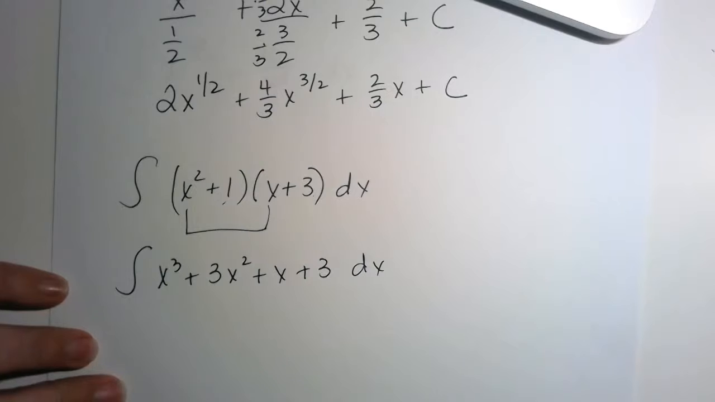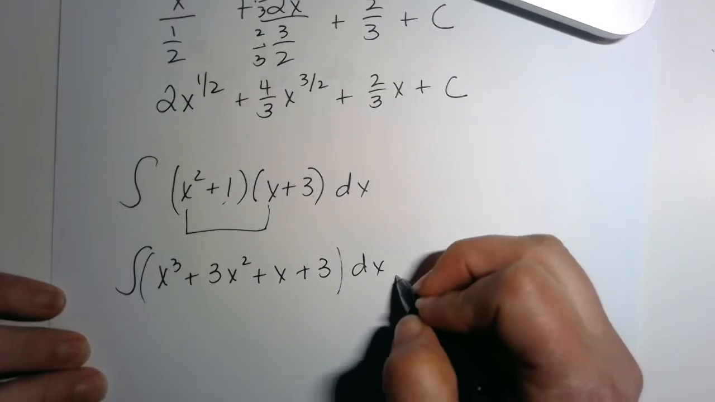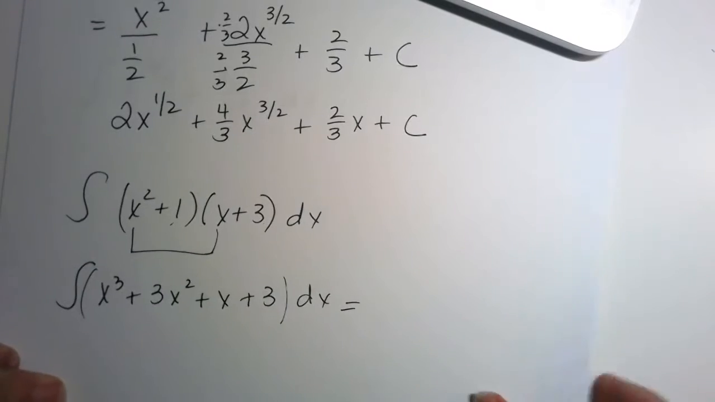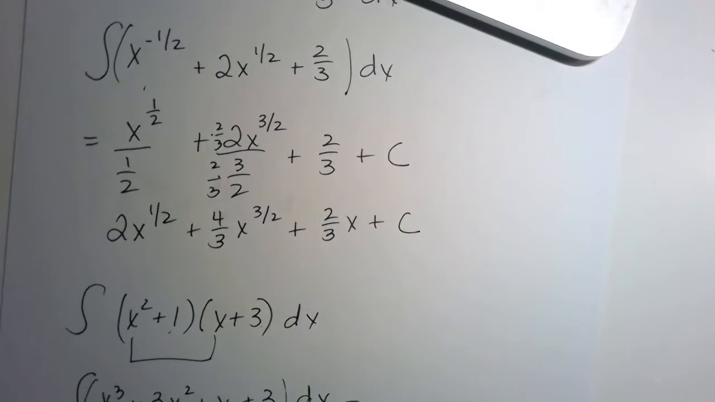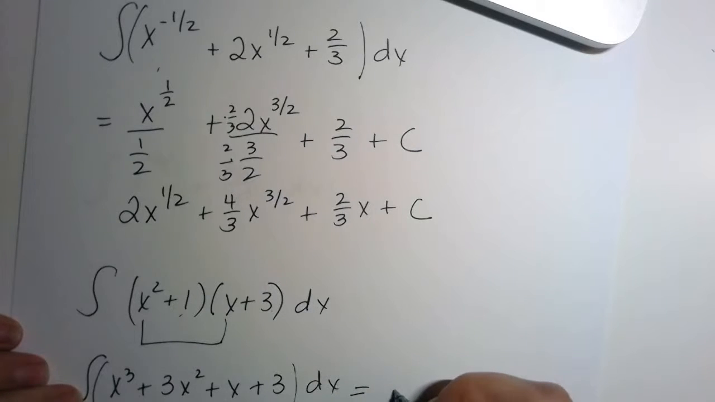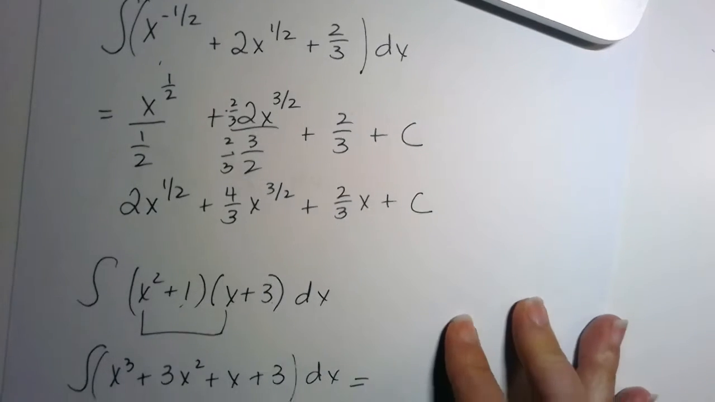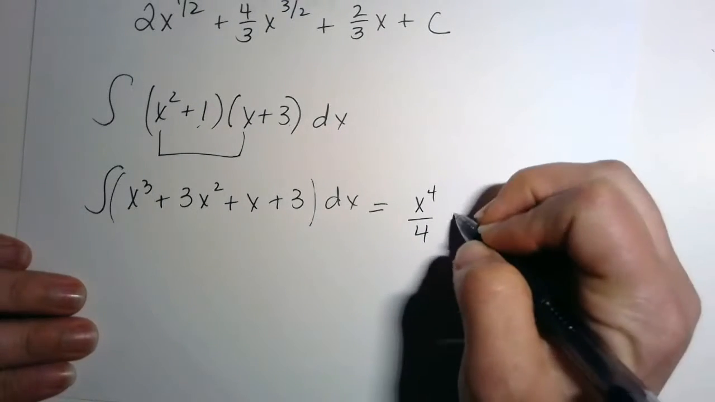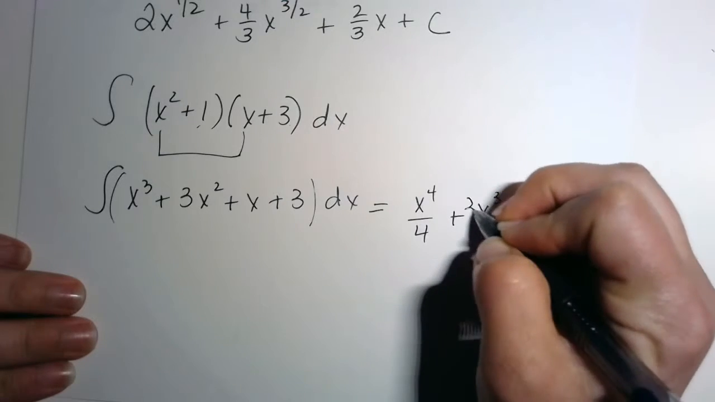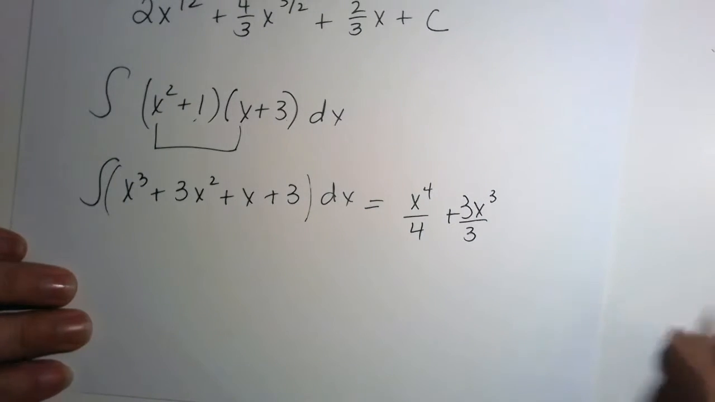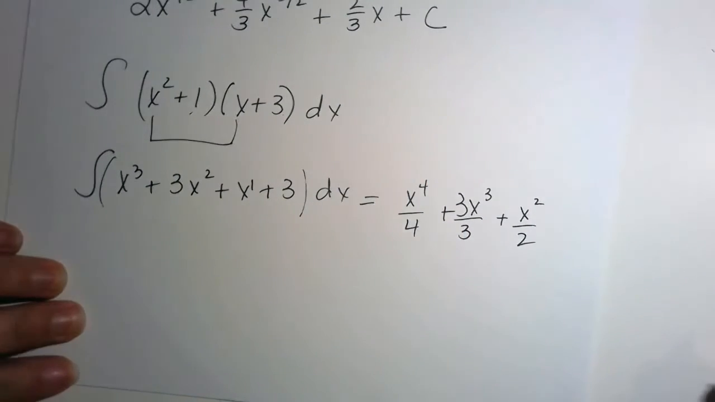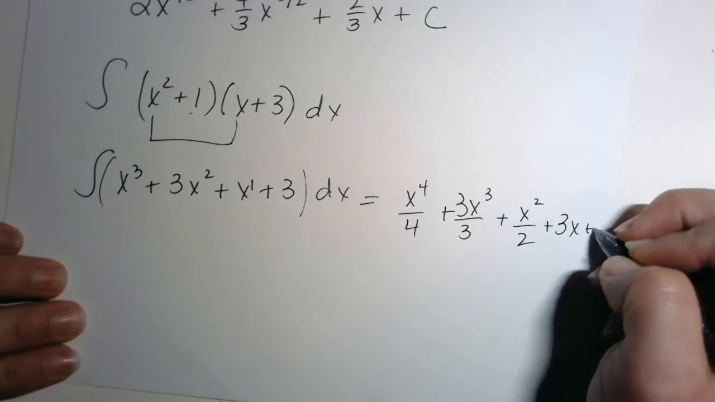And so once I've done my multiplication, now I'm just using my power rule a bunch of times. So this is now equal to, I'll just write it over here. I should say something about something being equal. Okay, so then I have x cubed, x to the 4th over 4. And then I have plus 3x cubed over 3, plus x squared over 2, right? It's an implied 1 power. And then plus 3x plus c.